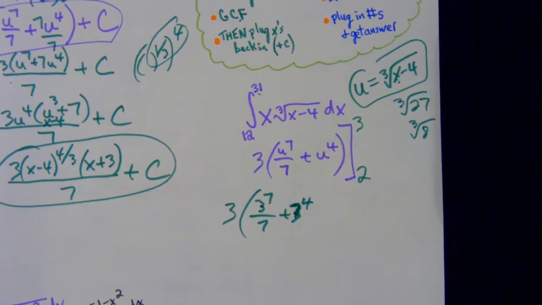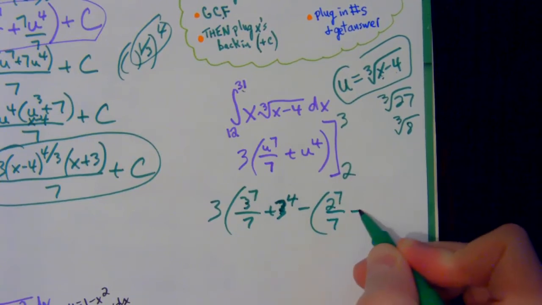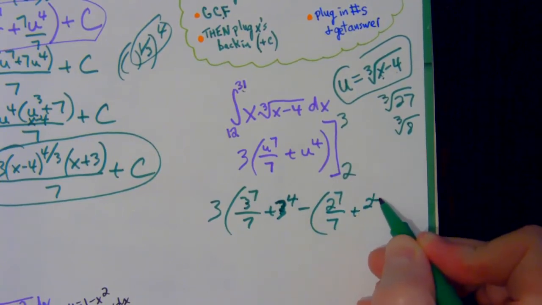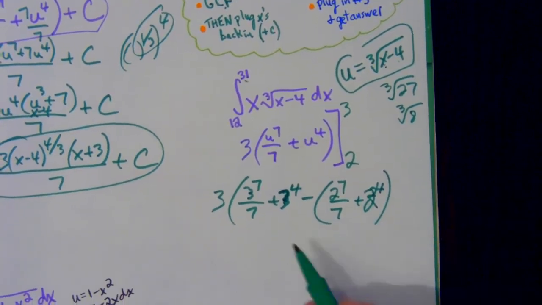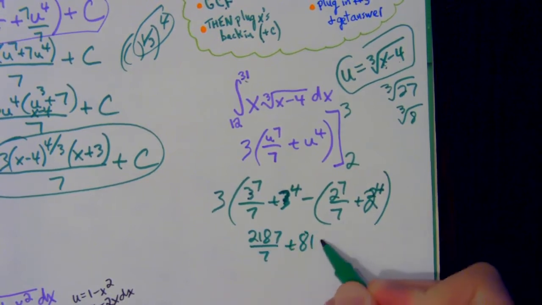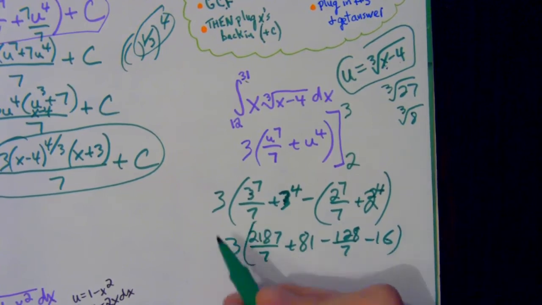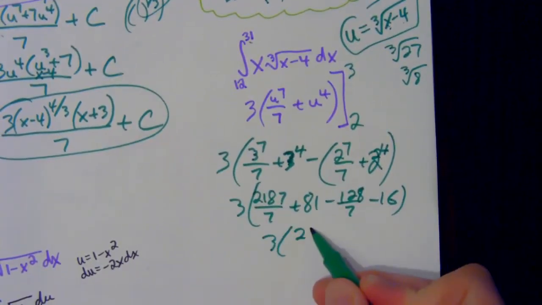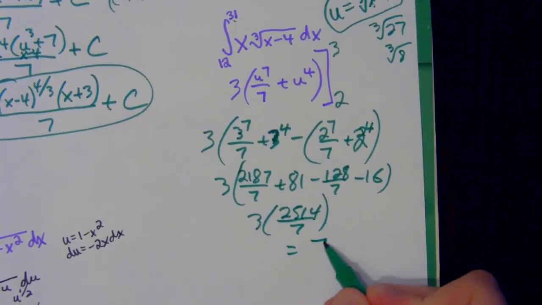All right, so you plug in the top number like that, and then you go minus, then you plug in the bottom number. All right, and then just get some numbers for that. I'm just going to tell you what that stuff is real quick. It'll be a minus 128 over 7 minus 16, and then you got the 3. All right, and then it's just arithmetic after that to get the final answer there.